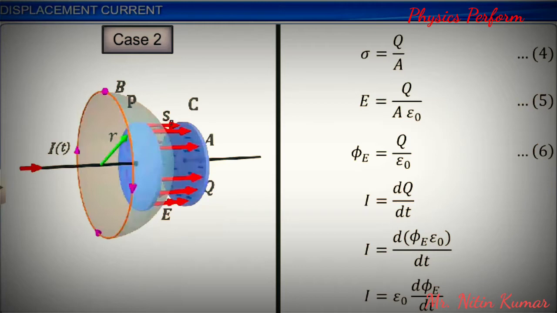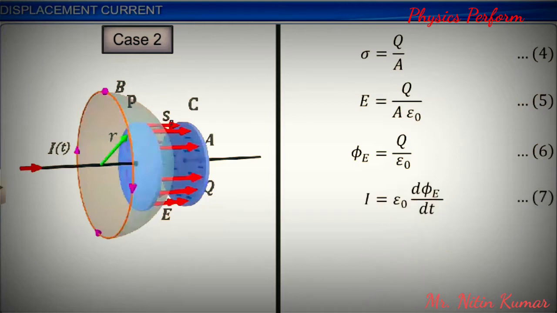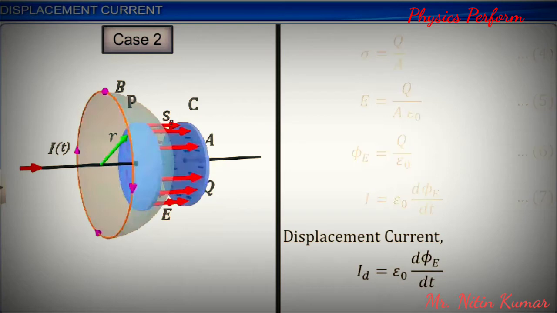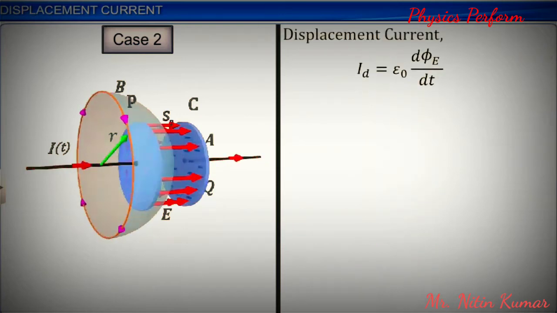This is the missing term in Ampere's law, which is the current due to the changing electric field between the plates of the capacitor. This current is called displacement current, denoted as ID. Hence, Maxwell's generalization of Ampere's law is that the sources of magnetic field are both the current in the conductor due to the flow of charges, called conduction current, denoted by IC, and the displacement current due to the changing electric field between the plates of the capacitor.